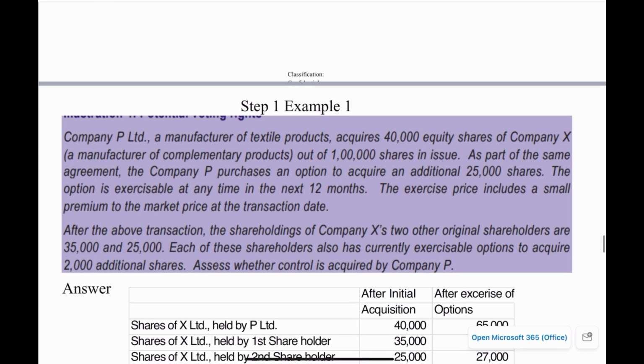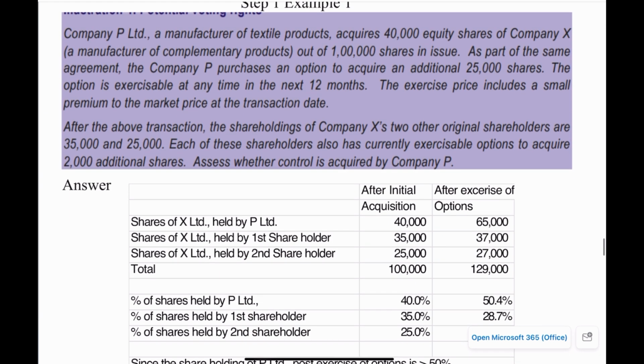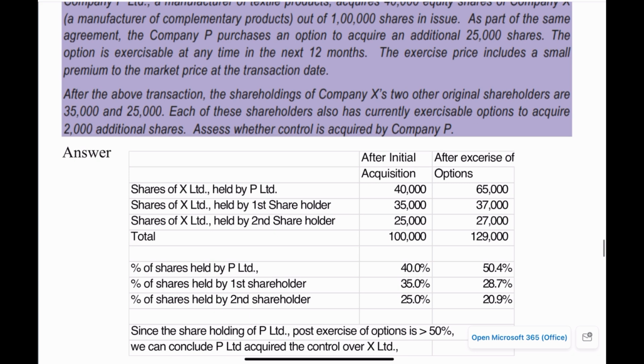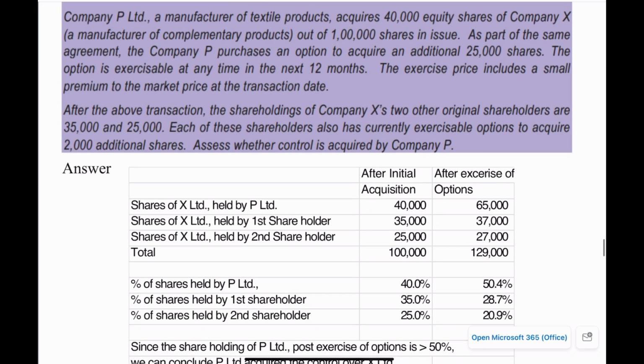Here we will go through a few examples. This is the first example, so probably you can take some time to read the question, then I will give the explanation.